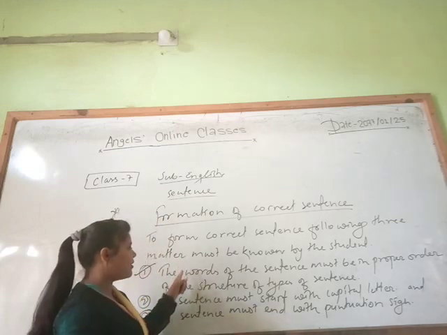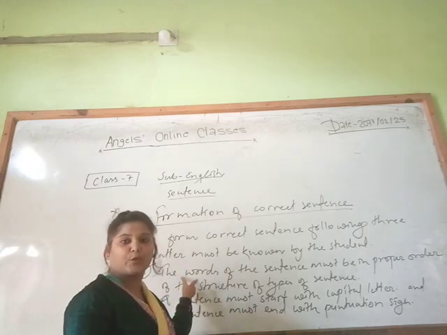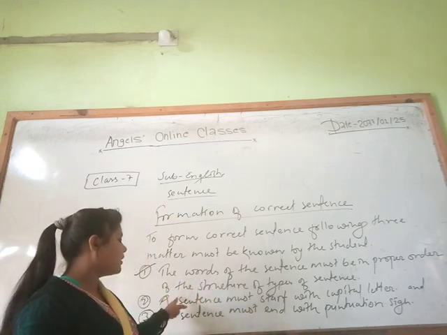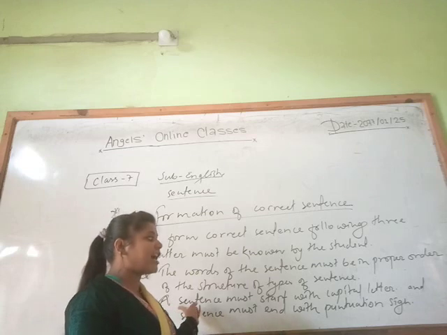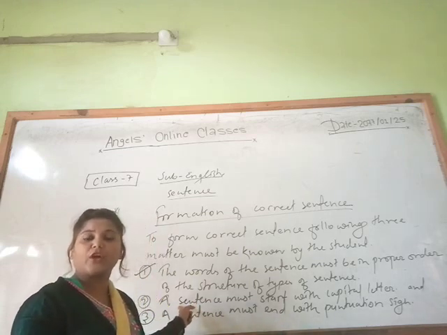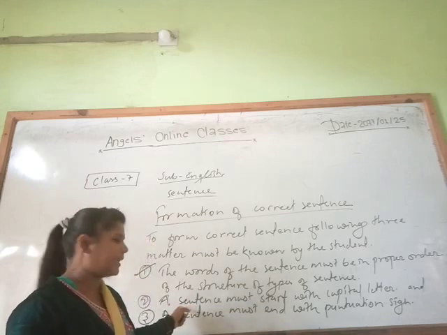So first we have understood here, the words of the sentence must be arranged in proper order of the types of sentence. Secondly, a sentence must start with capital letter. A sentence always starts with capital letter. We must use capital letter in the beginning of the sentence.